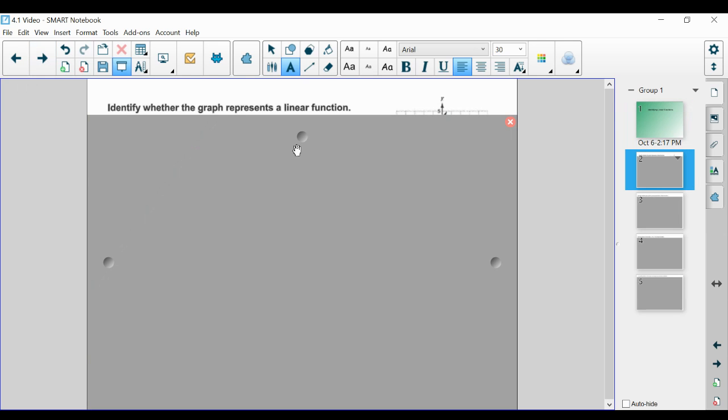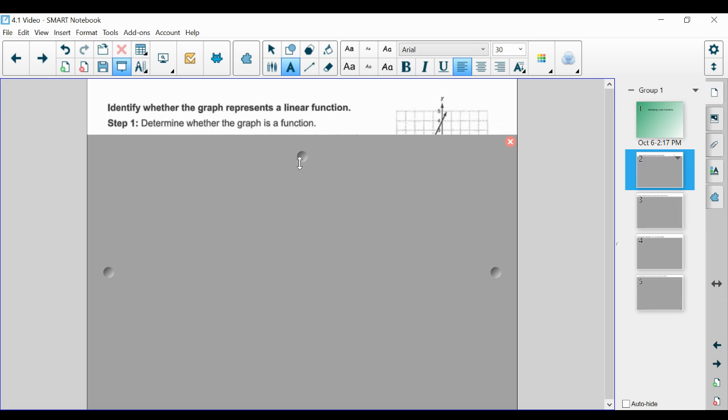So we can identify if a function is linear by looking at its graph, by looking at its ordered pairs, or by looking at its equation. So let's first go and try to identify a linear function from a graph. The first example of your guided notes states the following. Determine whether the graph is a function.